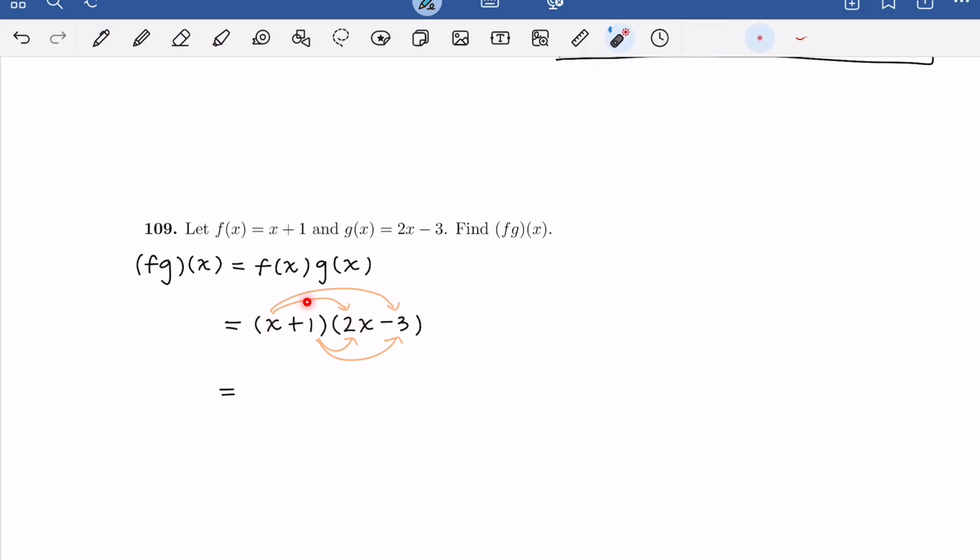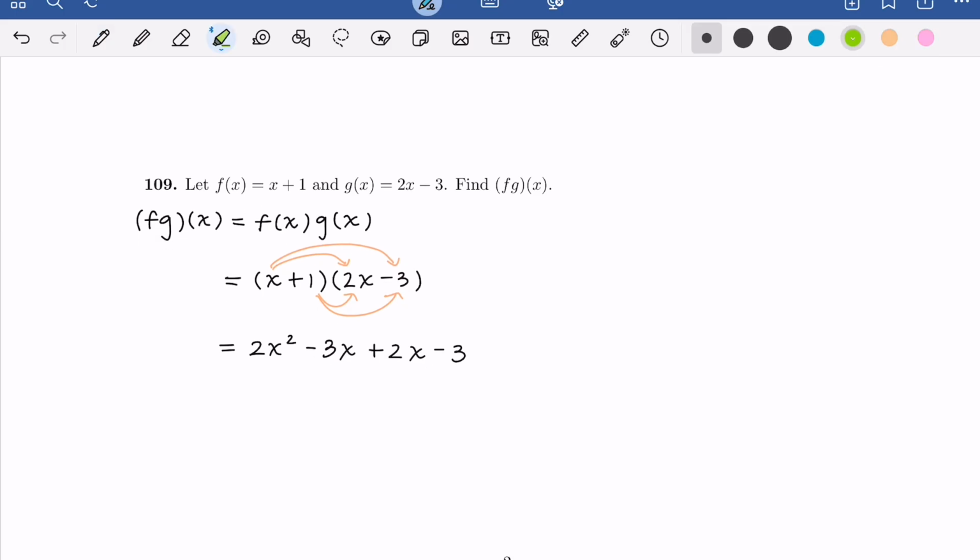So multiplying our first terms together, this is going to be x times 2x. So this is going to give me 2x squared. Then I'm multiplying x by minus 3. So that's going to give me minus 3x. Next, I have 1 times 2x. So I have a positive 2x. And then I have a 1 times a negative 3. So this is going to give me minus 3. And then again, we just want to simplify it by combining like terms. Notice we have a minus 3x and a plus 2x, so we can combine those. We're going to get 2x squared minus x minus 3. And this is going to be our final answer.